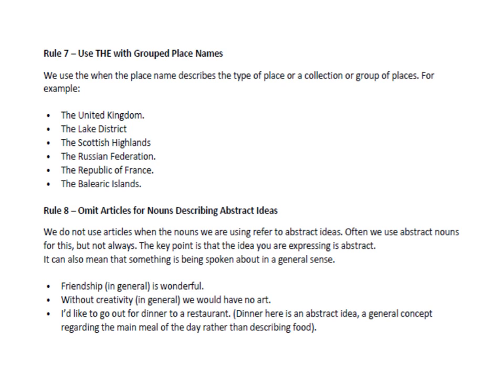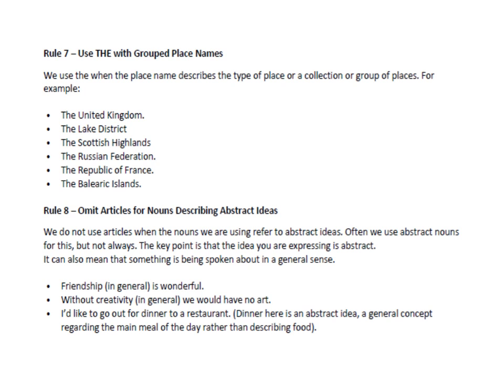Use the with grouped place names. These are the grouped place names. We use the when the place name describes the type of place or a collection or group of places. For example, the United Kingdom, the Lake District, the Scottish Highlands, the Russian Federation, the Republic of France, the Balearic Islands. So, we are using the before the grouped place names.